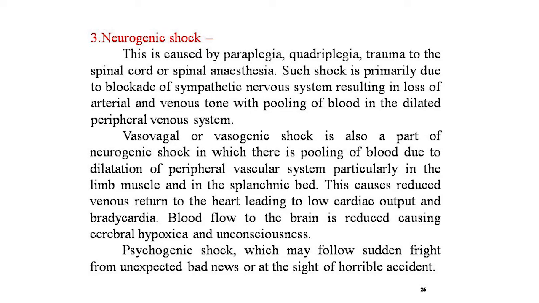Vasovagal or vasogenic shock is also a part of the neurogenic shock, in which there is a pooling of blood due to the dilatation of the peripheral vascular system, particularly in the limb muscles and in the splanchnic bed. This causes reduced venous return to the heart, leading to low cardiac output and bradycardia. Blood flow to the brain is reduced, causing cerebral hypoxia and unconsciousness. This condition can also be corrected by the Trendelenburg position, which increases cerebral flow and consciousness may be restored. Then psychogenic shock, which may follow sudden fright from the unexpected bad news or at the site of the horrible accident, is also included in this group.